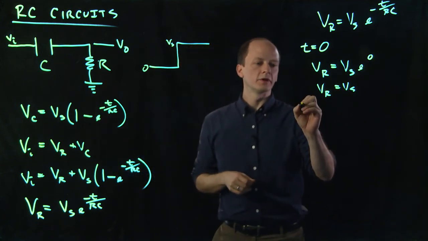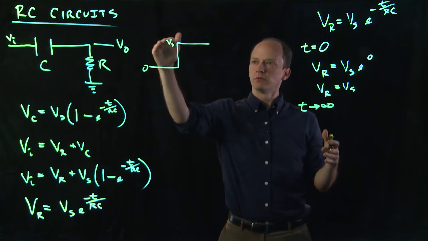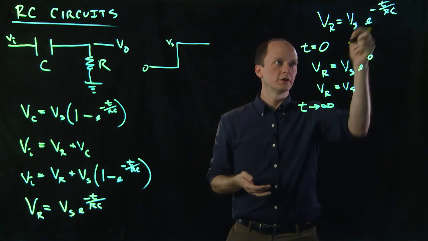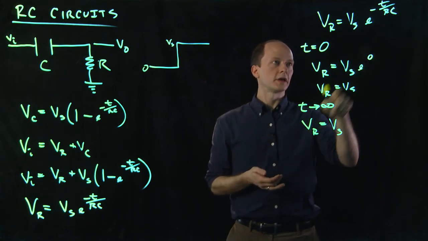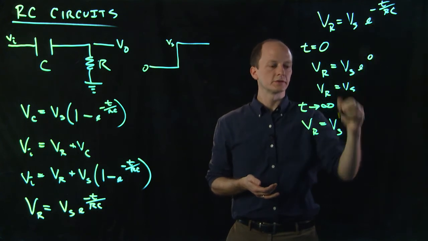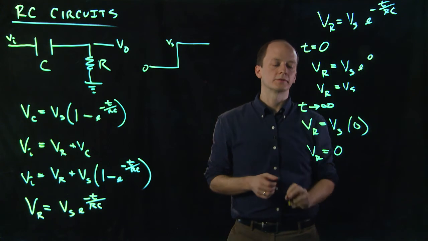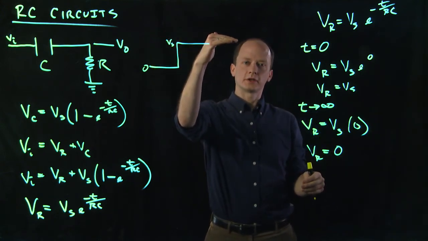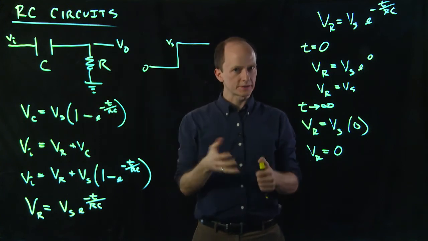If we now think about it in time going to infinity, over a long period of time, when we reach steady state, in that case, Vr is equal to Vs times e to the minus infinity, which goes to 0. So Vr equals 0. As we get to steady state voltages, the voltage drop across our resistor is going to go to 0. Again, does this make sense?